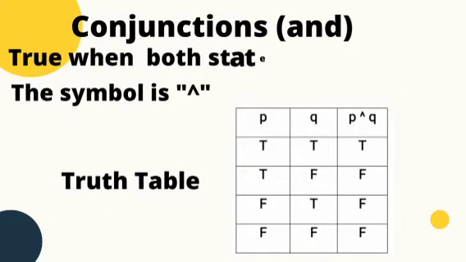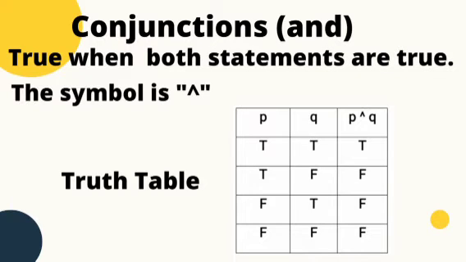Conjunctions. Conjunctions are true when both statements are true. The symbol is denoted by "and". Also, if P represents a statement and Q represents another statement, P and Q is only true when statement P and statement Q are true.